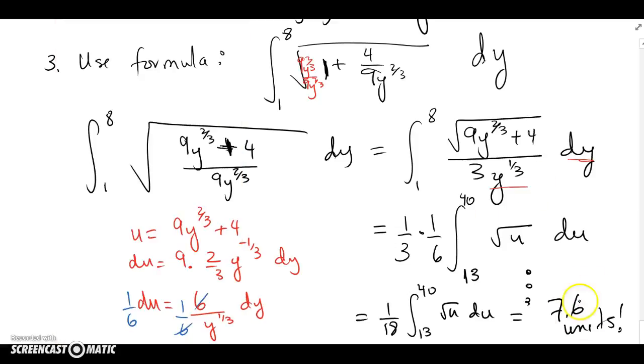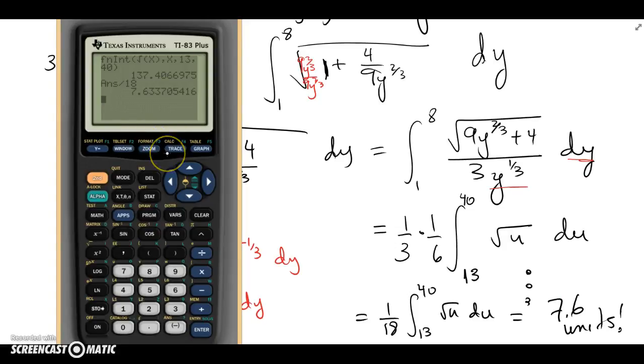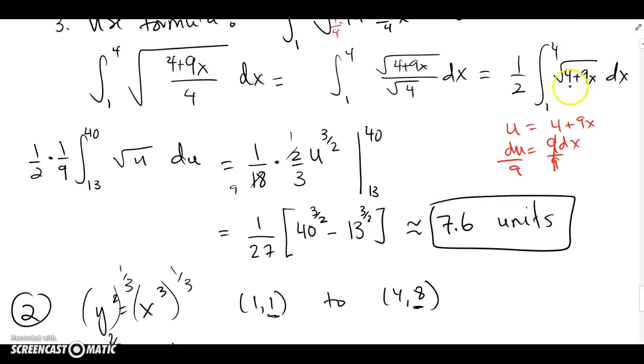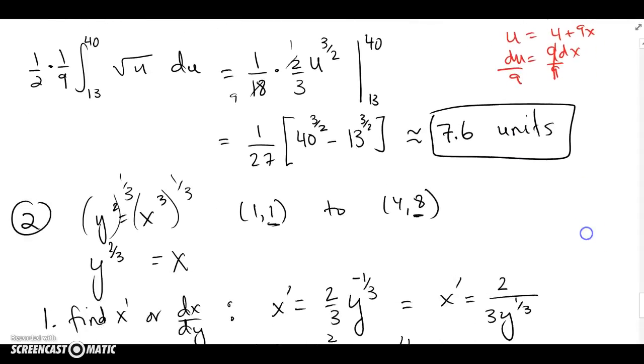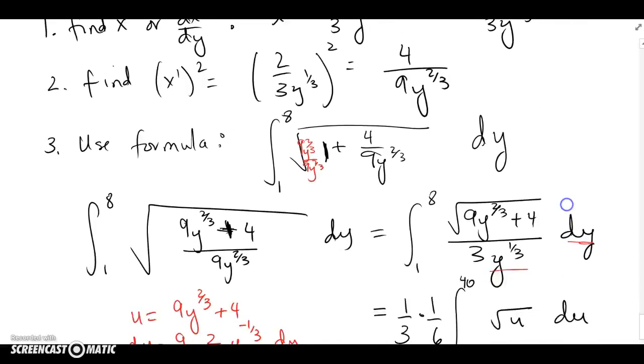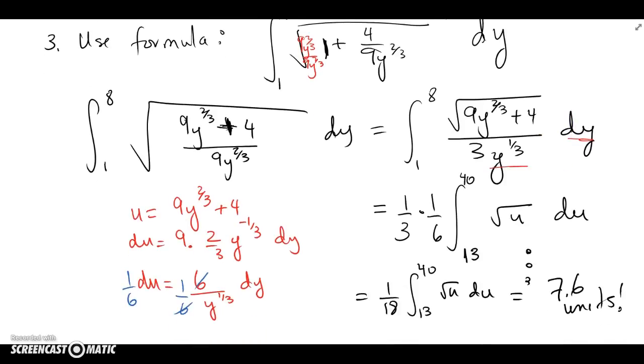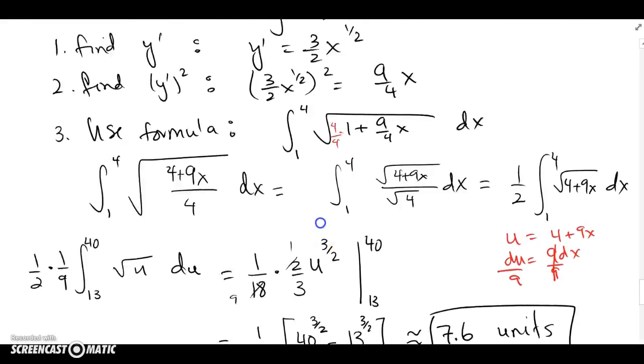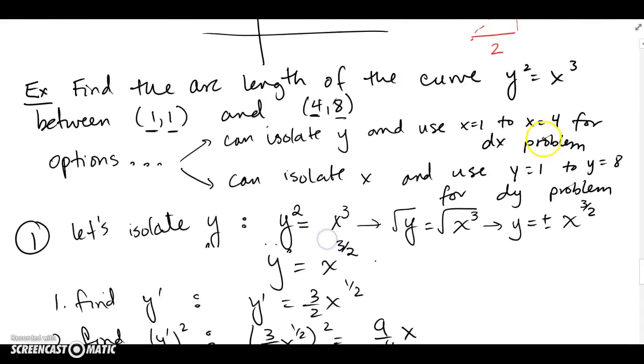So doing a dy problem gave me the same 7.6 that I ended up getting with a dx problem. But notice the dx problem gave me a much simpler integral to deal with, a simple u sub, as opposed to this u sub that was a little bit ugly with the algebra and fractional exponents involved. So the point is, you could set up a dx or a dy problem and it doesn't matter, you're going to get the exact same arc length either way.